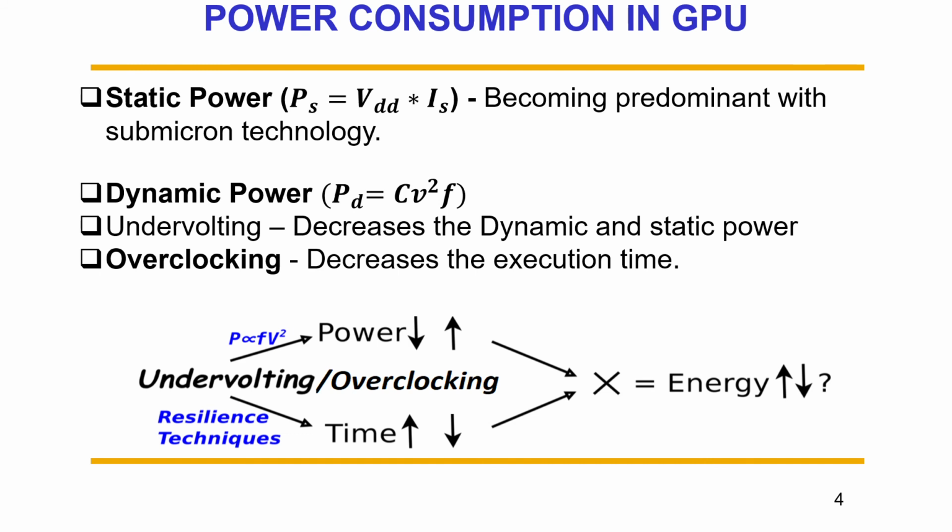As technology advances towards deep submicron level, the static power becomes a serious problem. The static power can be reduced by lowering the voltage as shown in the equation. On the other hand, dynamic power can also be reduced by lowering both the voltage and frequency. With overclocking the GPU, dynamic power increases, but the execution time reduces. Hence, the total energy consumption may be reduced. So our goal is to explore both undervolting and overclocking to save energy.